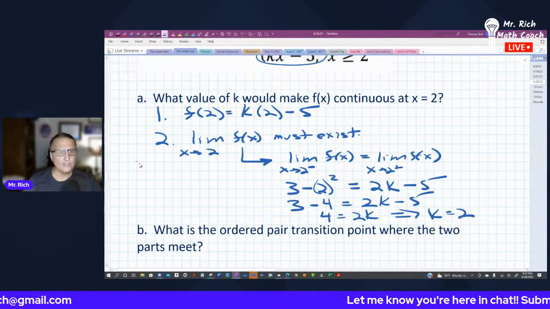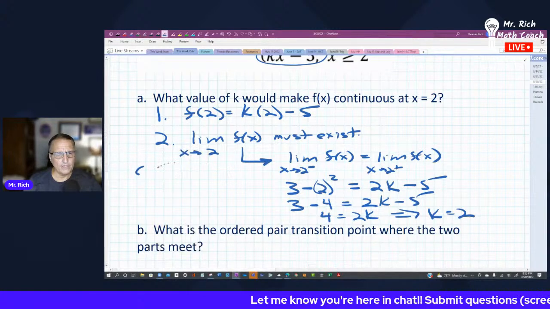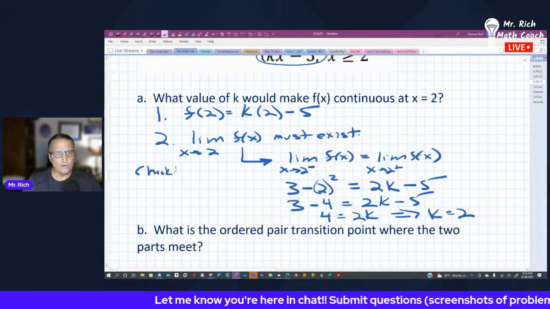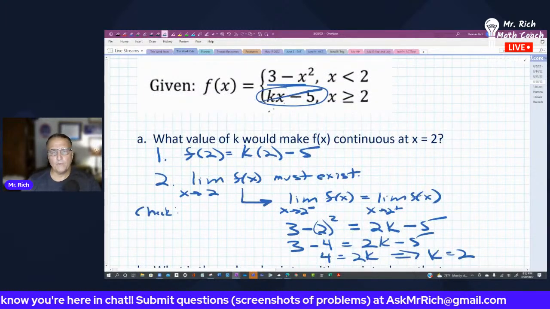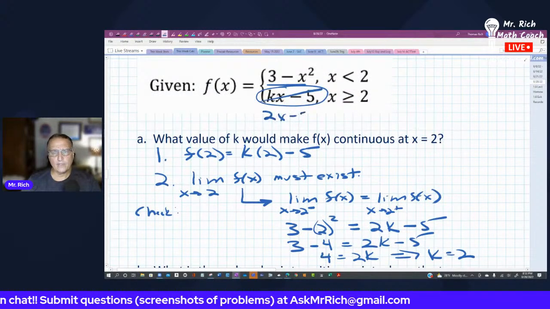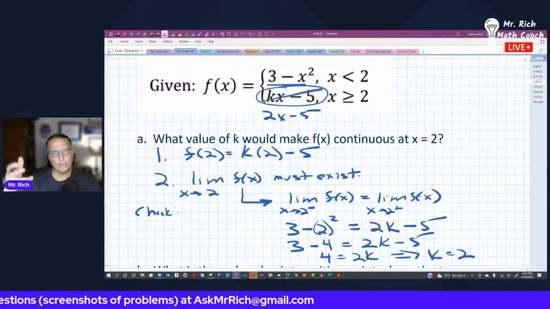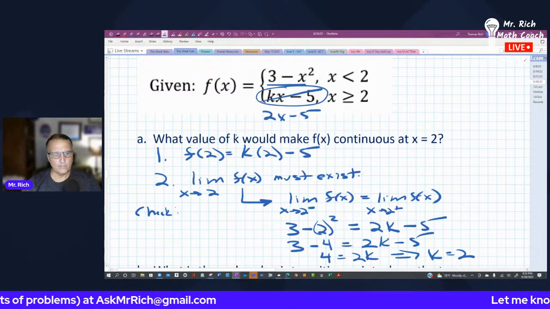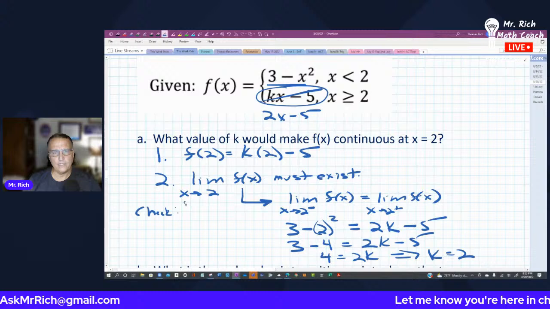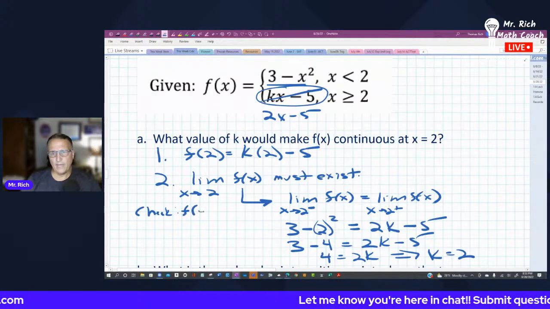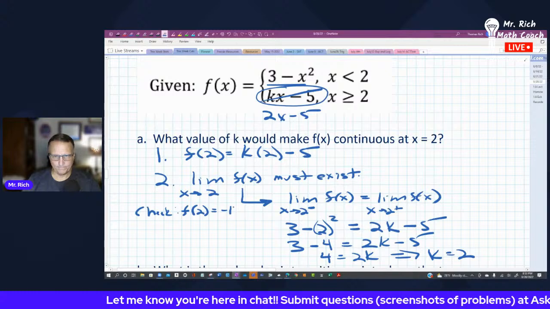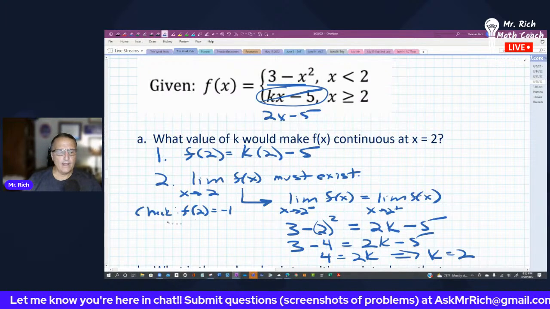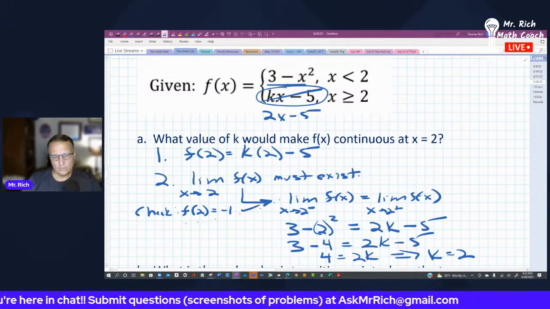Now, let's just do a quick check on that for a second, class. Let's check it. If k is 2, that would make this 2x minus 5. And if we go through the three-step check, number 1, does the function exist? Yes. At 2, f of 2 is equal to -1. That's one check there.